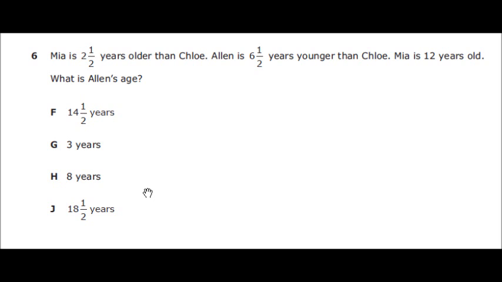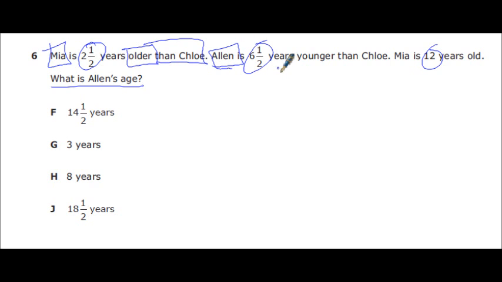Mia is 2.5 years older than Chloe. Alan is 6.5 years younger than Chloe. And Mia is 12 years old. What is Alan's age? So we have here 2.5 years, 6.5 years, we have 12 years. We're going to underline what is Alan's age, and we're going to box these. Older than Chloe, that's huge, and that's Mia that's older than Chloe. Alan is 6.5 years younger than Chloe, and I know that Mia is 12 years old.